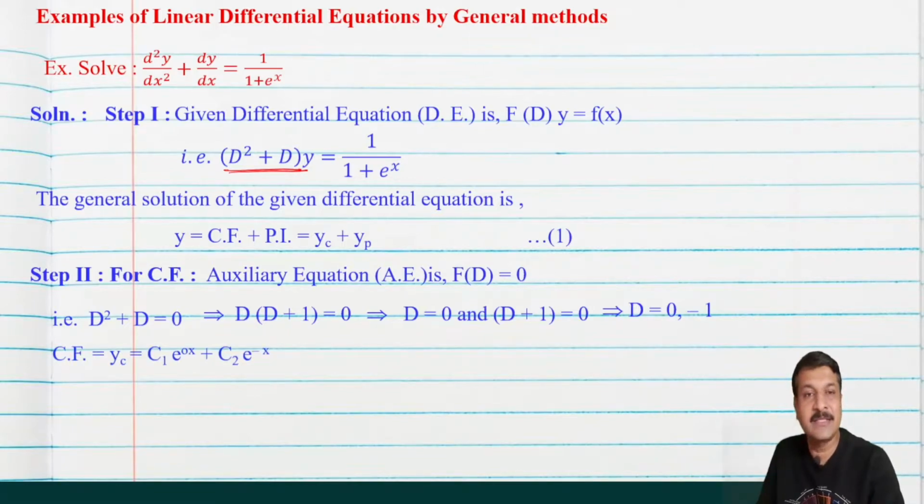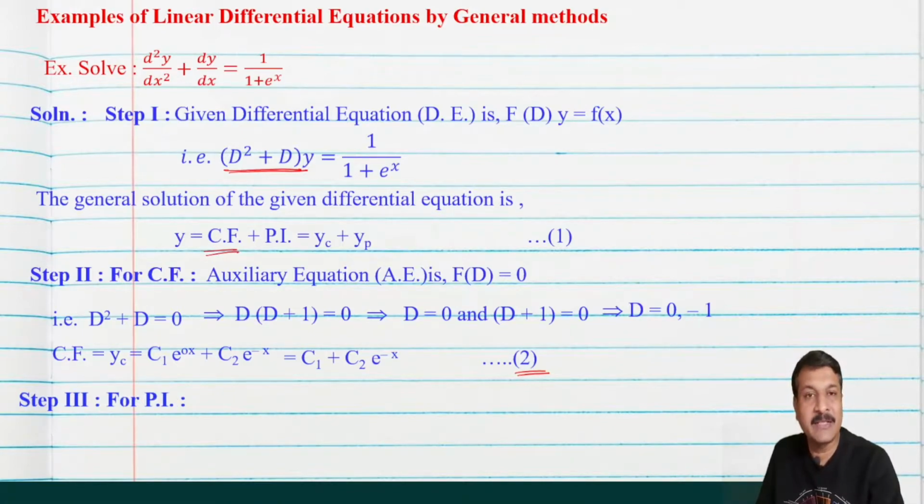So 0 and minus 1 are both real and distinct, and that is why we know how to write CF: yc equal to c1 e raised to the first root, that is 0x, plus c2 e raised to the second root, minus x. As e raised to 0x is 1, I can write that as c1 plus c2 e raised to minus x. So this is the first part of our solution. Now what about the second part, that is the PI.